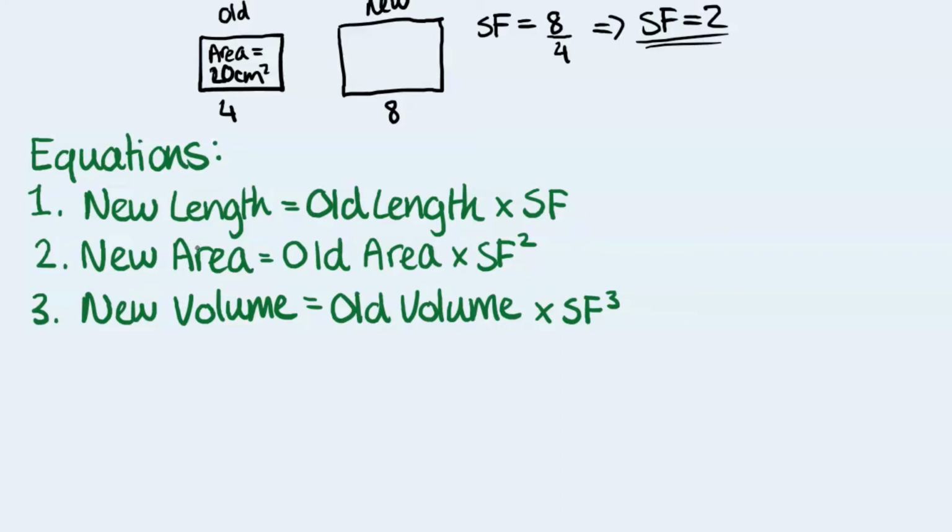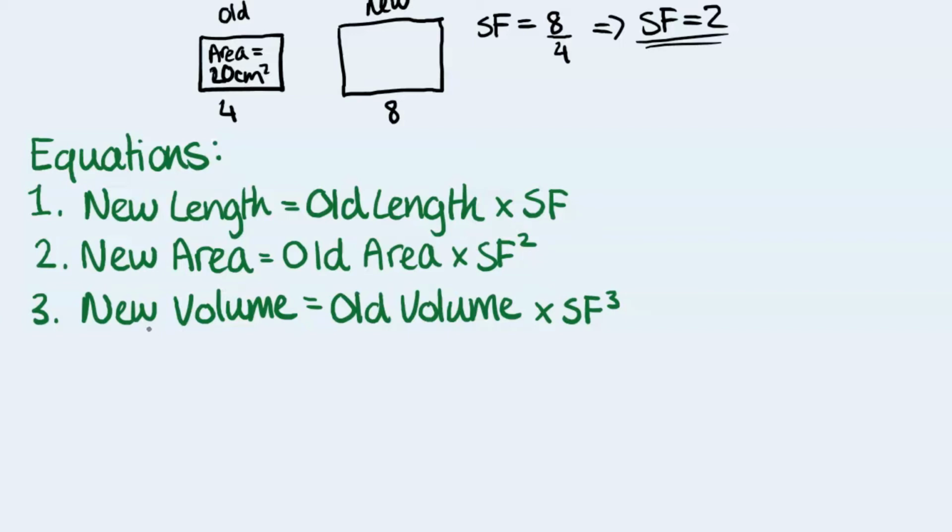So basically, number 1 is that if you want to find a new length of the new shape, you multiply the old length by the scale factor, okay? Now number 2 is if you want to find the area of the new shape, then you multiply the old area by the scale factor squared.